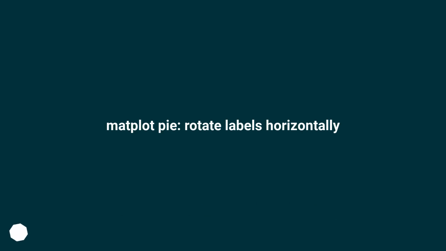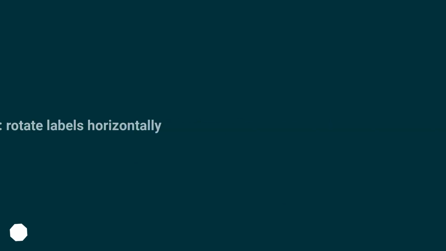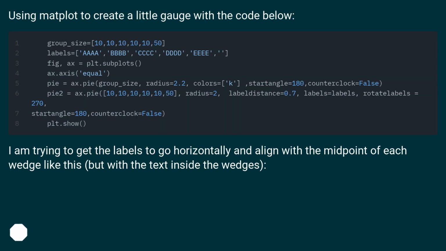Matplotlib rotate labels horizontally. Using matplotlib to create a little gauge with the code below. I am trying to get the labels to go horizontally and align with the midpoint of each wedge like this, but with the text inside the wedges.